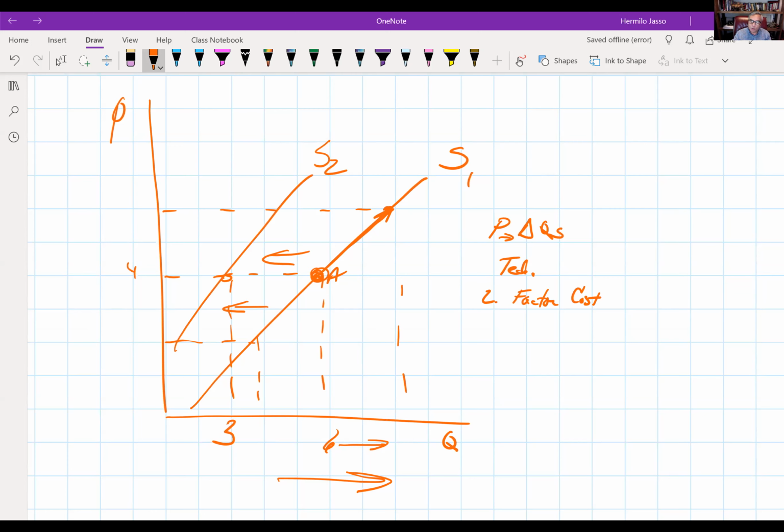So that's changing factor cost. Number 3 was, can somebody remember what 3 changed the supply curve? Expectations.